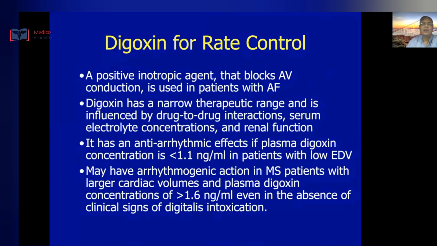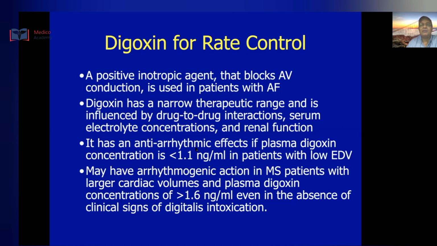Some patients who are on treatment with digoxin may come to you. There are some old timers who still use digoxin for rate control of patients with mitral stenosis. Digoxin is basically a positive inotropic agent that blocks AV conduction, and that is why it was used in atrial fibrillation. However, it is very important to remember that digoxin has a very narrow therapeutic range, and it is influenced greatly by drug-to-drug interactions, serum electrolyte concentration, and renal function. So that is the reason why digoxin is no longer in use.